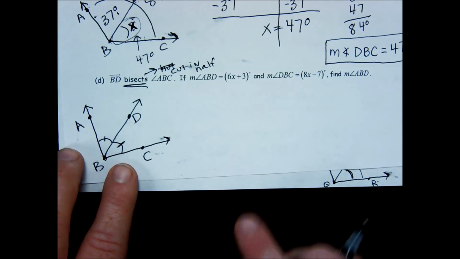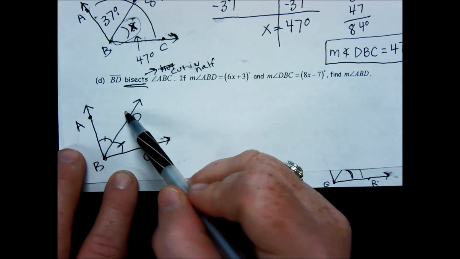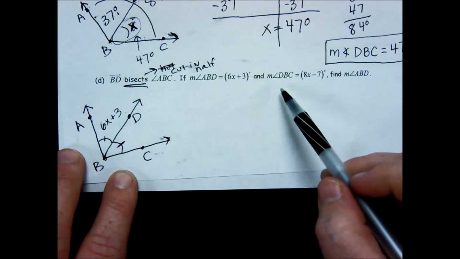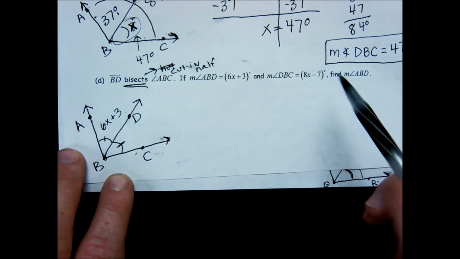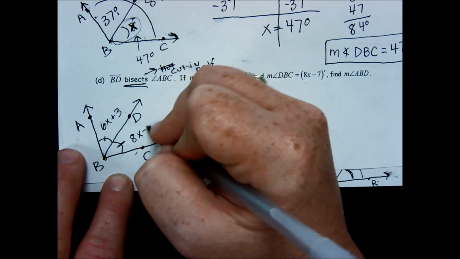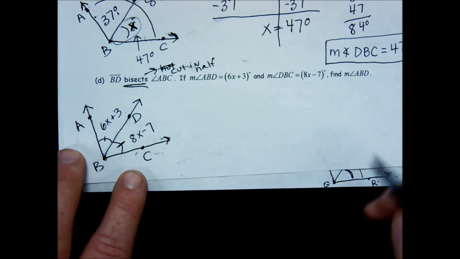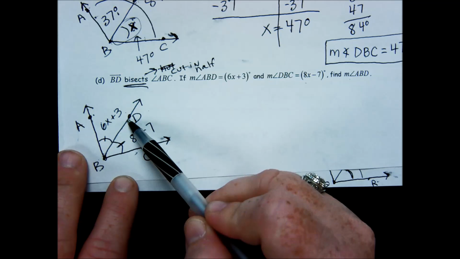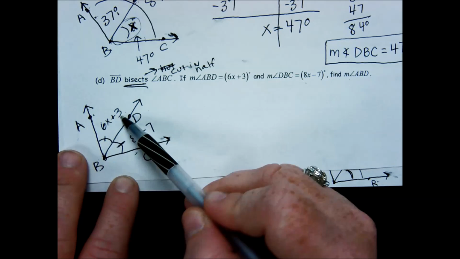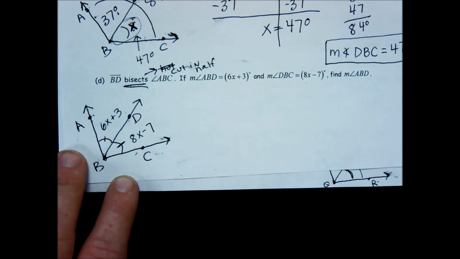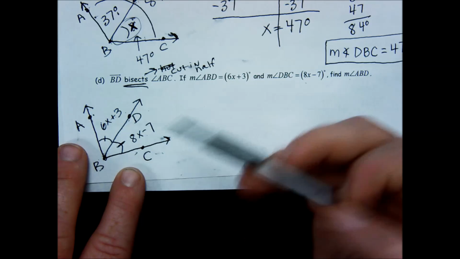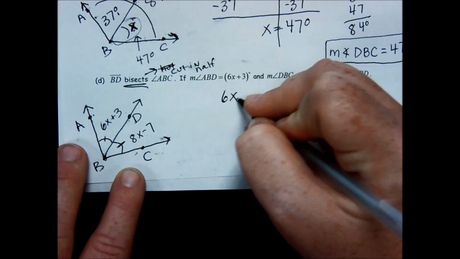So it says that ABD, this angle in here, is 6x plus 3. And it says that DBC is 8x minus 7. Then it says find the measure of ABD. Well, I know that ABD is 6x plus 3, but I don't know what x is, so I can't find out what the exact measure is. So if I know these two parts are equal, it makes sense that I could set them equal to each other, right?